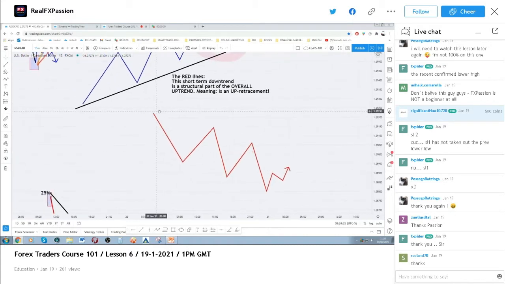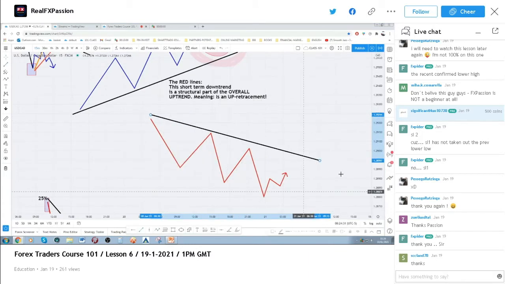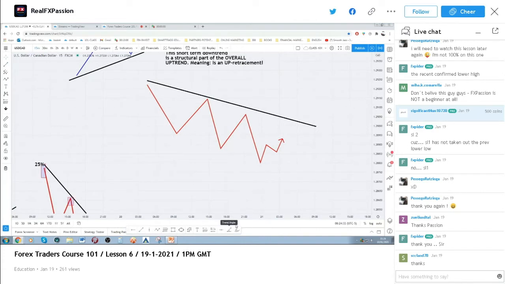Everybody, come on, downtrend line. I'm a beginner trader, I'm going to open the 15-minute chart or something, and I would be focusing only on this. Just give me a second, everybody.